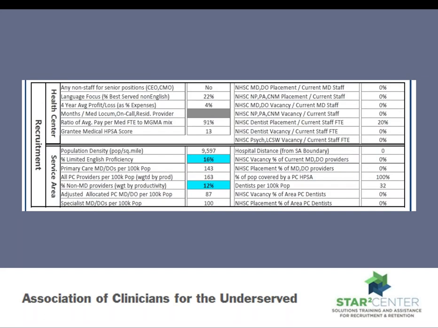Most of the important information is in the bottom two sections of the data profile. As you can see on the left, we have broken things into recruitment and then health center and service area information. So for each data point, we have the data point. We'll look at these two today, language focus, and then that health center's individual number. This one's 22%. The next row is 4-year average profit and loss, and this health center's number is 4%.